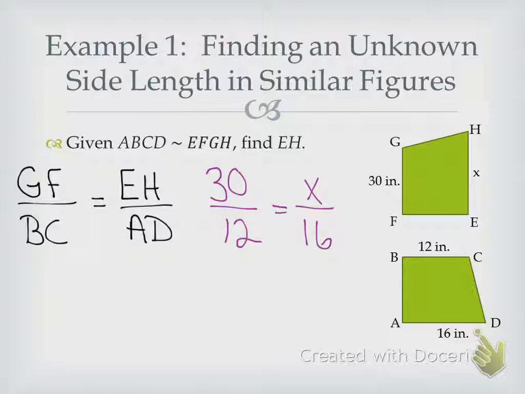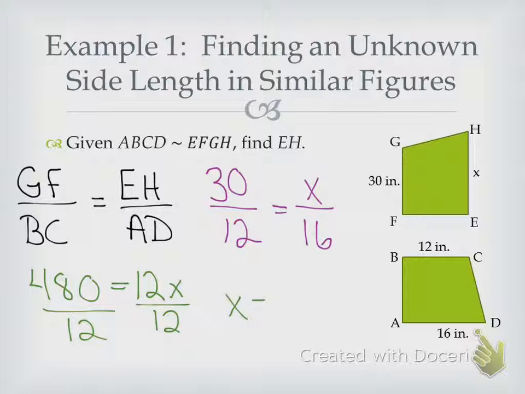And now what do you think you can do? Cross products, you can do algebra. I would not do equivalent ratios, but you're just solving the proportion. So go ahead and solve the proportion. All right, so I have 480 equals 12x. Divide both sides by 12, and x equals 40 inches.